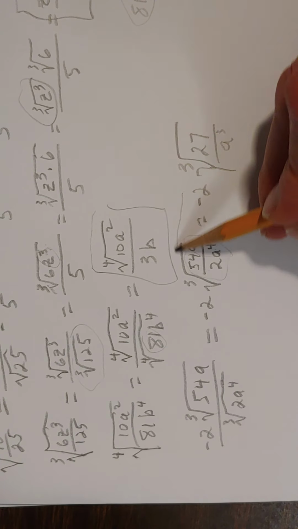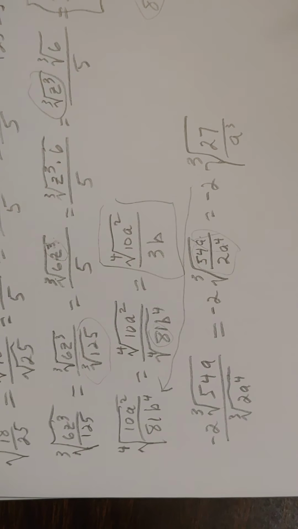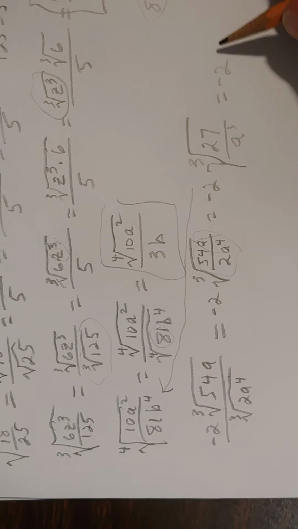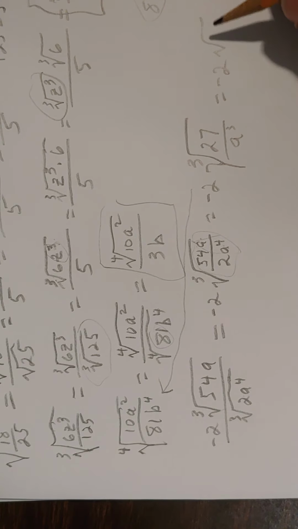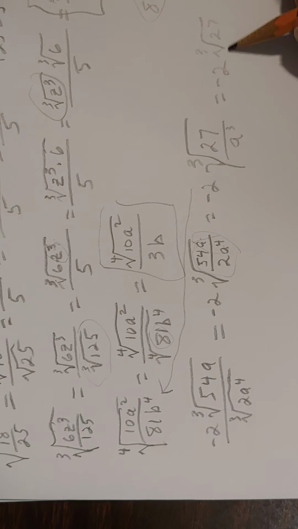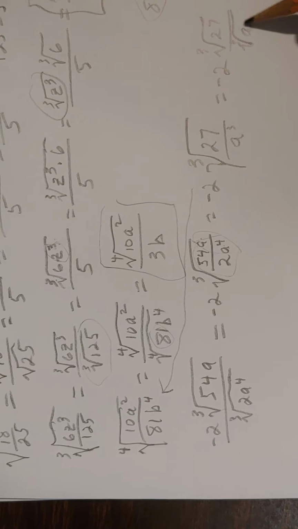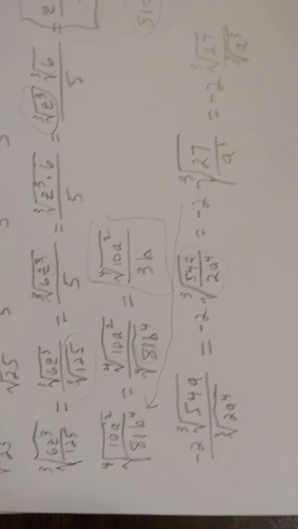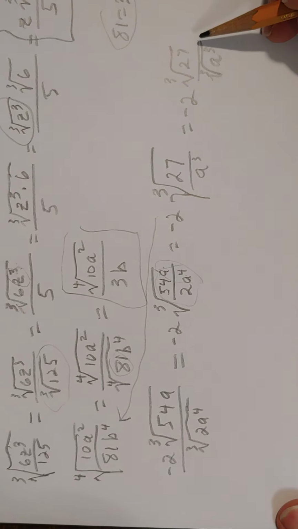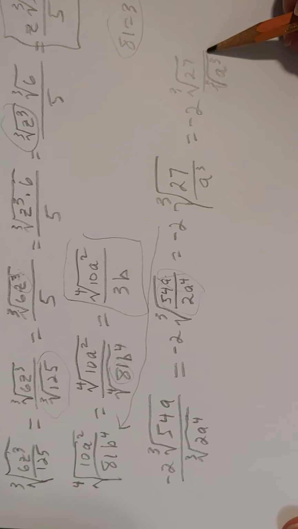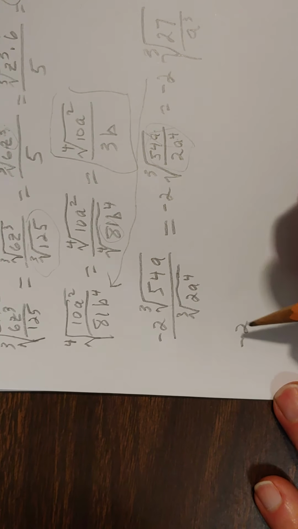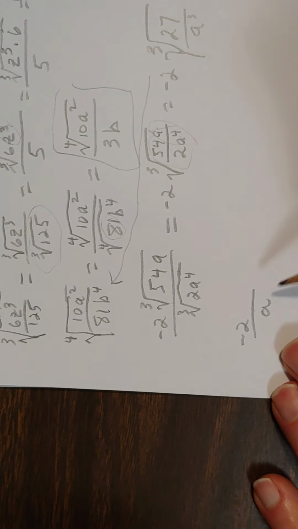Now it looks like one of those problems we just did a minute ago. There's a fraction underneath the radical symbol, not in simplest form. So let's write this as the cube root of 27 over the cube root of a cubed. Now, there's no fraction underneath the radical symbol. That satisfies that condition. But now we have a radical in the denominator. But the cube root of a cubed is a. So I can write the denominator as just a.